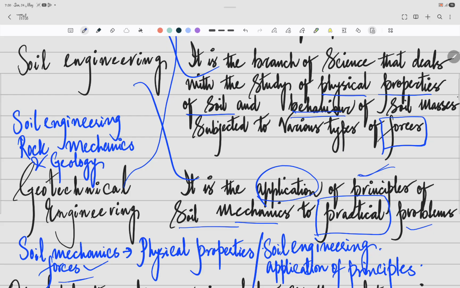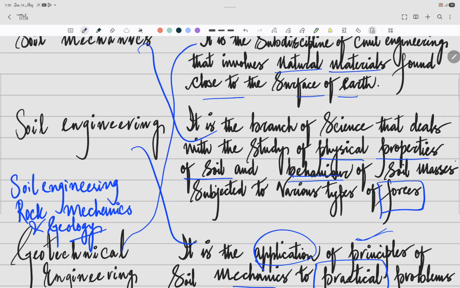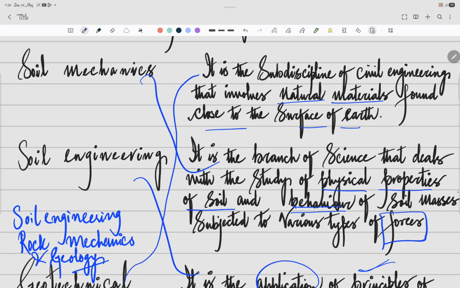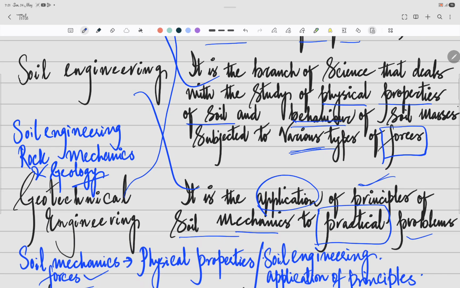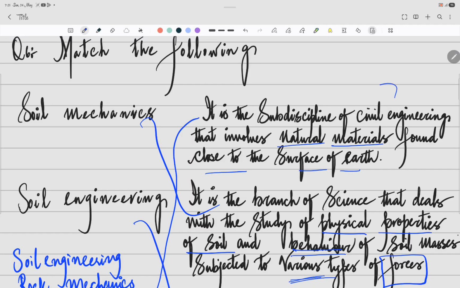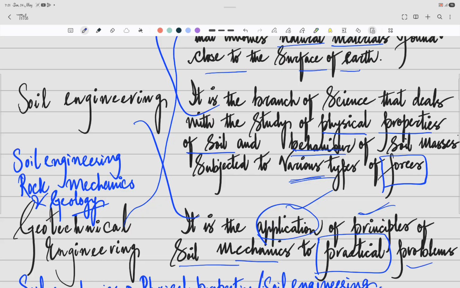All right. So this was the definition of these three things: soil mechanics, soil engineering, and geotechnical engineering, wherein we learned that soil mechanics is the branch of science that deals with the study of physical properties of soil and the behavior of soil masses subjected to various types of forces. Whereas soil engineering is the application of the principles of soil mechanics to practical problems, and geotechnical engineering is the subdiscipline of civil engineering that involves natural materials found close to the surface of the earth, and it's quite a broader term which is inclusive of soil engineering, rock mechanics, and geology.